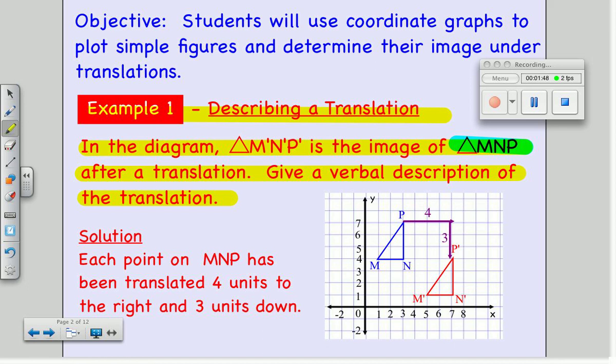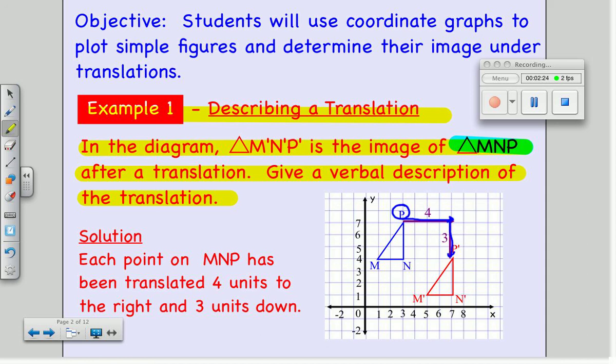So how much did I translate it by? I'm going to start with one of the points on MNP. I'll start with P. I translated P 4 units to the right and 3 units down. If I did M, the same thing, 4 units right, 3 units down, and N, the same thing, 4 units right, 3 units down, then this is a translation. So each point on MNP has been translated 4 units to the right and 3 units down.